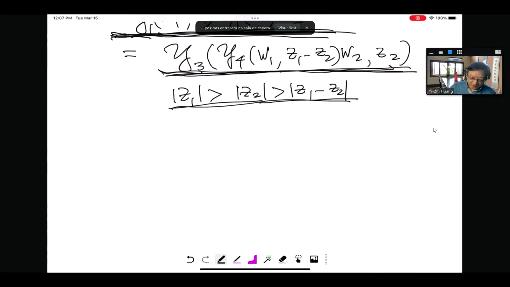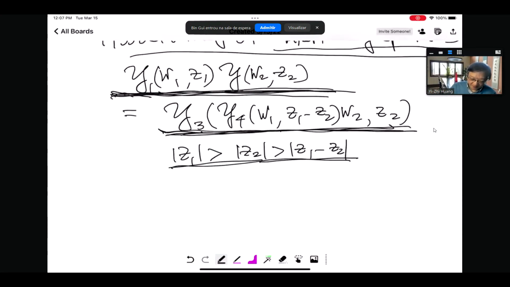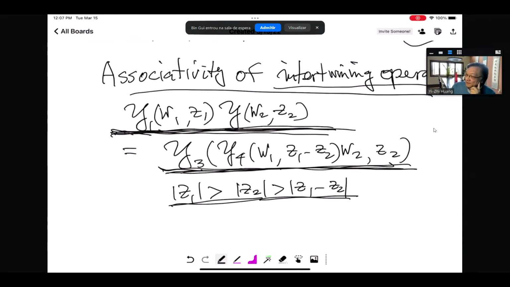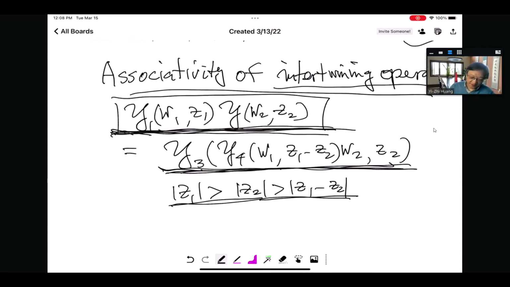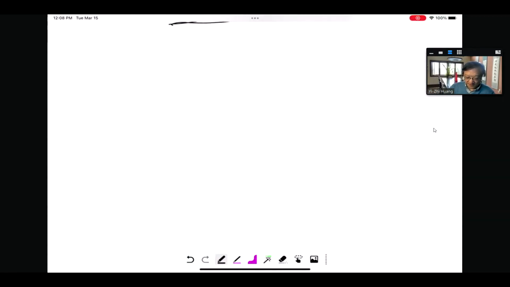Now, this is used in the construction of the tensor category on suitable module categories for a vertex algebra. If we only talk about the braided tensor category, the most difficult part is to construct the associativity isomorphism. Essentially, the associativity isomorphism is equivalent to the associativity of intertwining operators. So this is something that I want to mention.